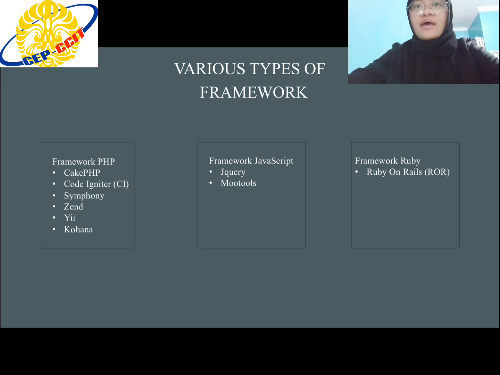And in this slide, we have various types of framework. We have three frameworks, which are PHP, JavaScript, and Ruby. In PHP, there are frameworks such as CakePHP, CodeIgniter, Symfony, Zend, Yii, and Kohana. In JavaScript, we have jQuery and MooTools. And on Ruby, we only have Ruby on Rails or ROR.